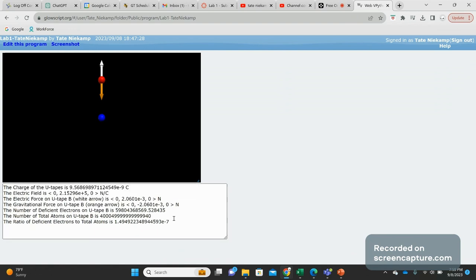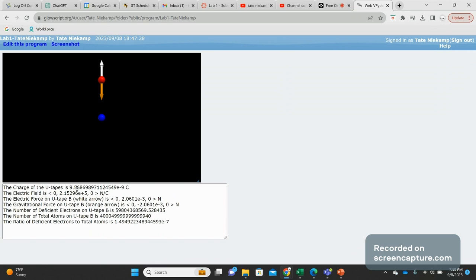Since the momentum of B is not changing, the net y component of the force on B is 0. So the gravitational force of the tape pulling it down and the electric force of U-tape A going up are equal. So what I did was I found the charge of the U-tapes by setting mg, which is Newton's second law, equal to Coulomb's law, kq squared over r squared.